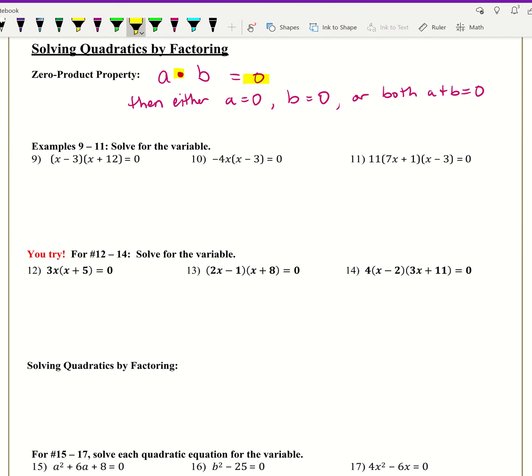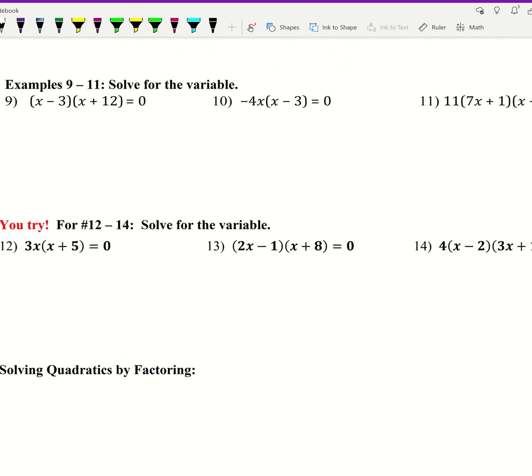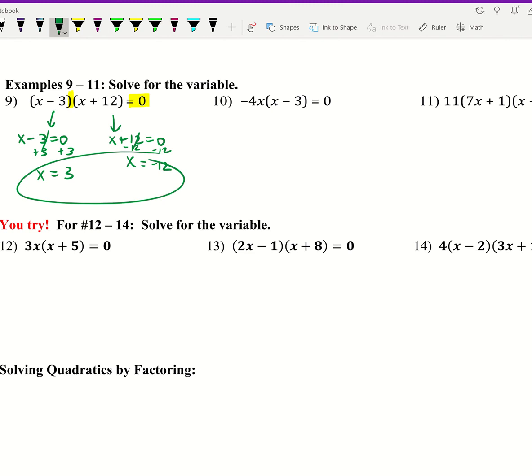That's going to be super helpful when we're trying to solve equations where things are multiplied together and they equal 0. Because what that tells us is that either this factor would equal 0 or this factor is equal to 0 or even both of them. So if I solve this, x is equal to 3, or if I subtract 12, which you hopefully can do in your head, x is equal to negative 12.